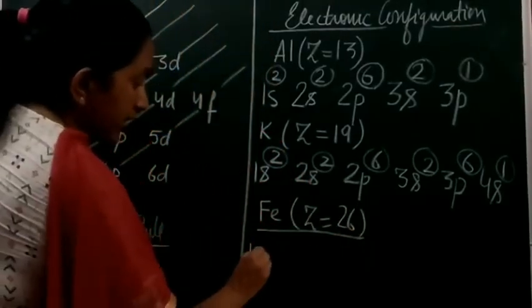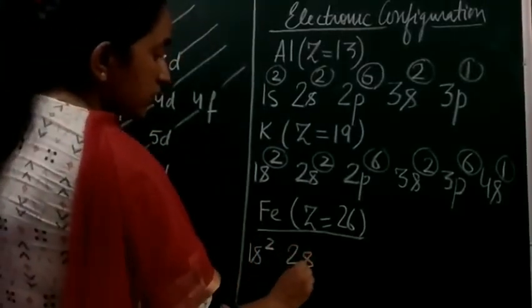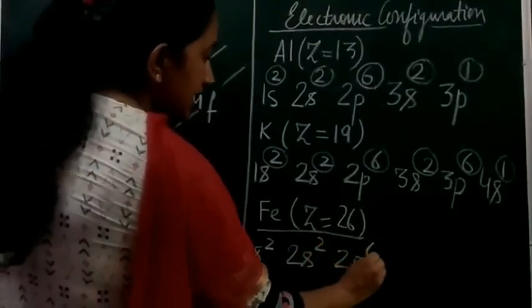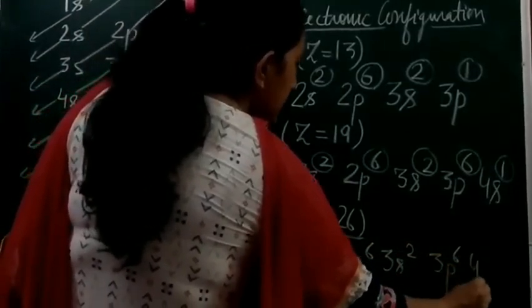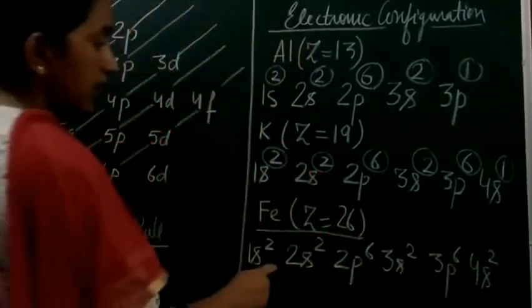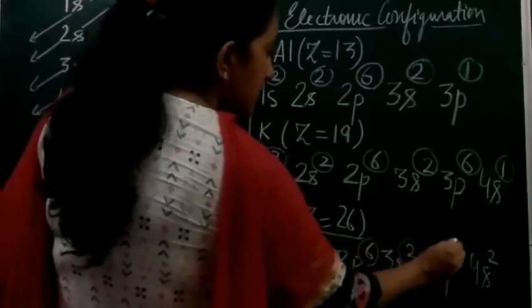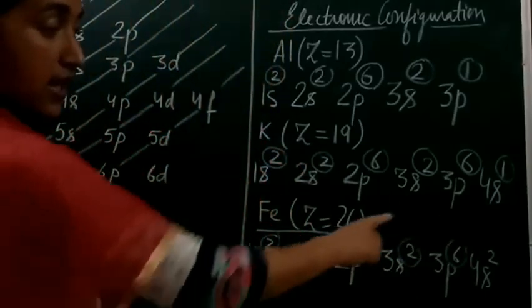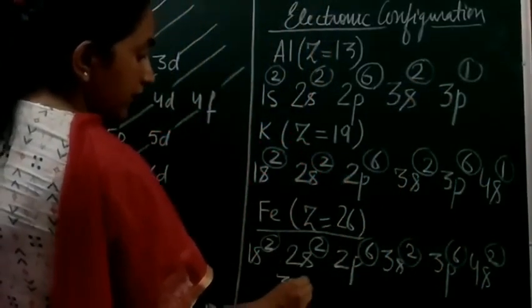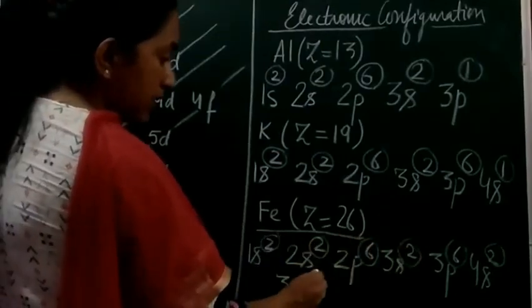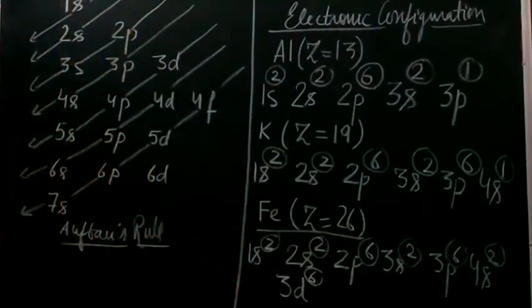So in the same sequence it will be 1s2, 2s2, 2p6, 3s2, 3p6. Now here it is 4s2. So till here we had 18. This is 1s2, 2s2, 2p6, 3s2, 3p6, 18. This is 19, 20. So here we can write down now for 3d. So it is getting how many? 6 electrons. So this is the configuration for the iron.